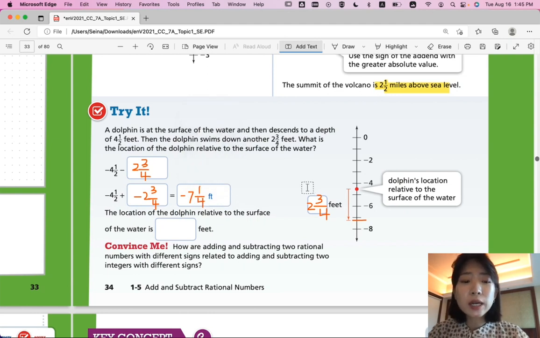Okay, so the location of the dolphin relative to the surface of water is -7 1/4 feet.